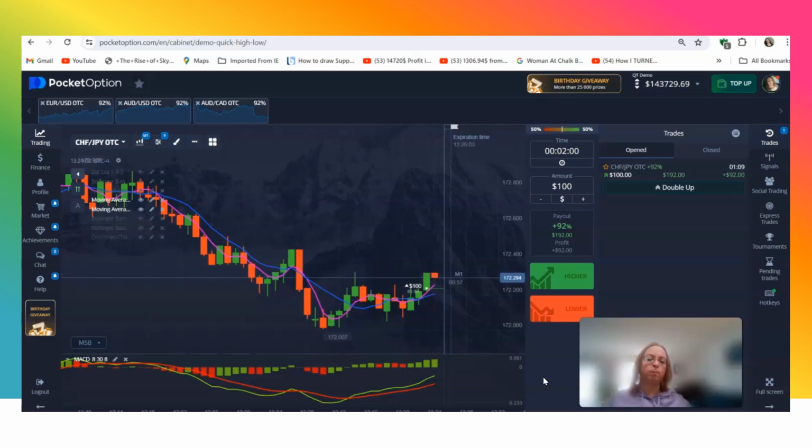And I'm just going to point out right here how the histogram is continuing to go up, and so the price is continuing to go up here as well. So you will see that the trend is continuing after a small consolidation here.